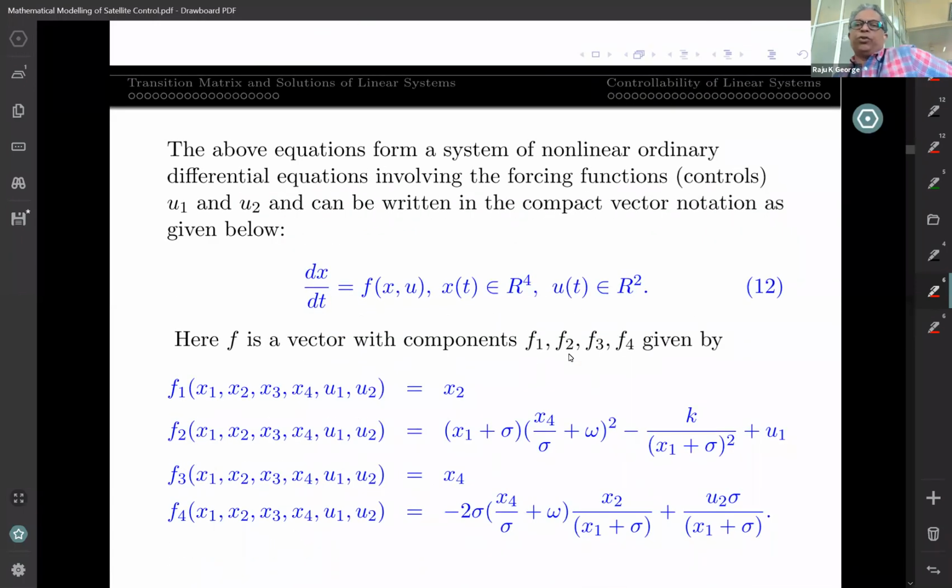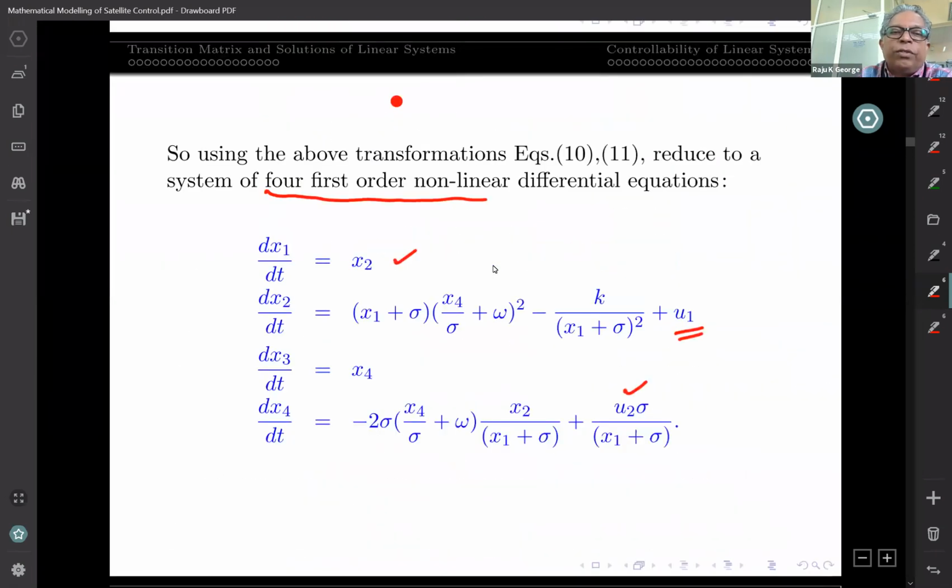The above equations form a system of nonlinear ordinary differential equations involving forcing terms, controllers u1 and u2. So this can be written in a very compact form where we define f as a function. The state variable x(t) has 4 components: x1, x2, x3, x4. Therefore x(t) is in R4. And the control u(t) has 2 controllers, the tangential and the radial thrusters u1 and u2, which is in R2. And f is the right hand side of the above equation, which we have seen.